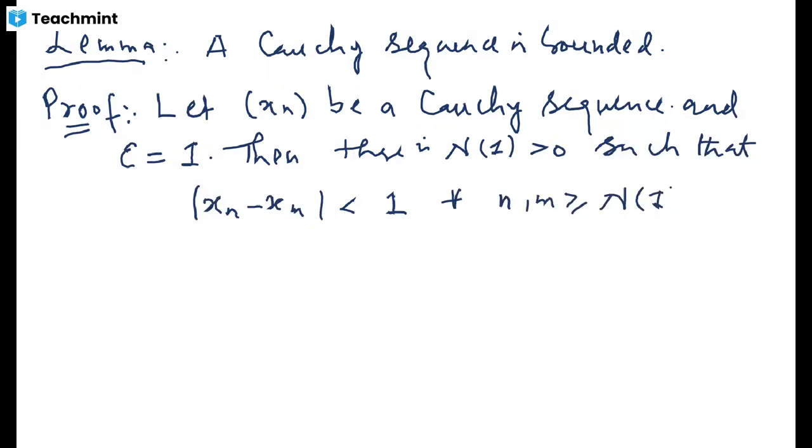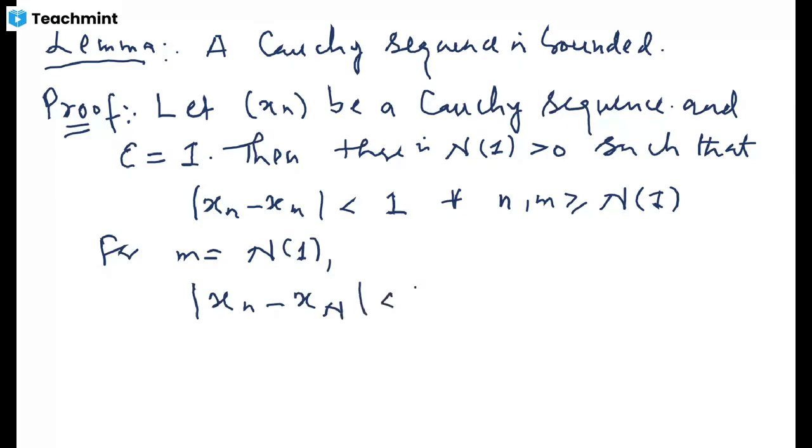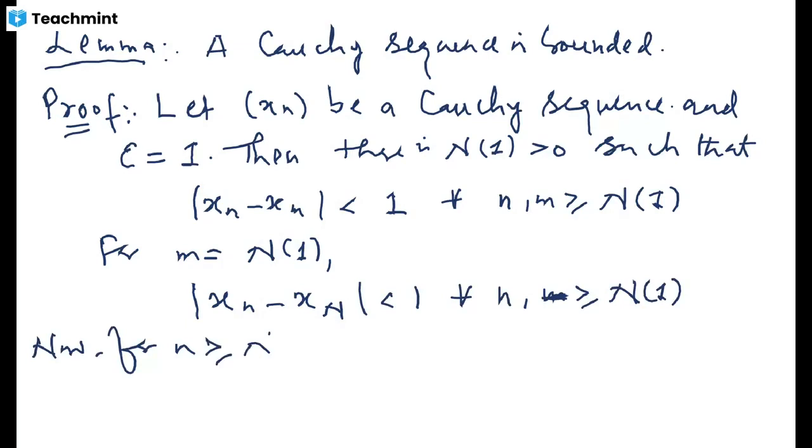In particular, if I take m to be equal to this capital N1, this inequality will still hold, because it is true for every n and m greater than or equal to this capital N. I will have |xn - x_N| less than 1 for all n greater than or equal to N1. Now, for any n greater than or equal to N, let us look at the modulus of the term of the sequence corresponding to this n.